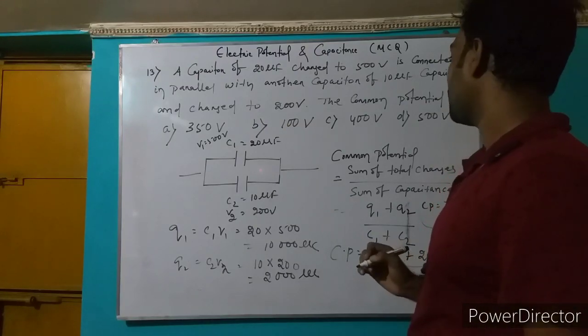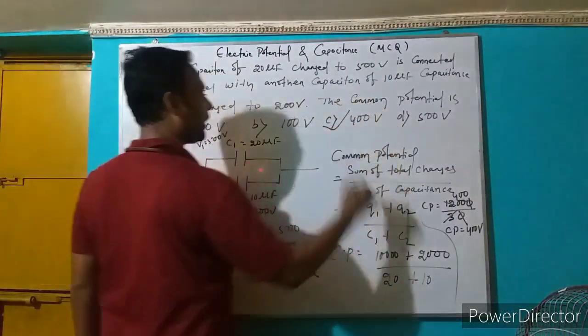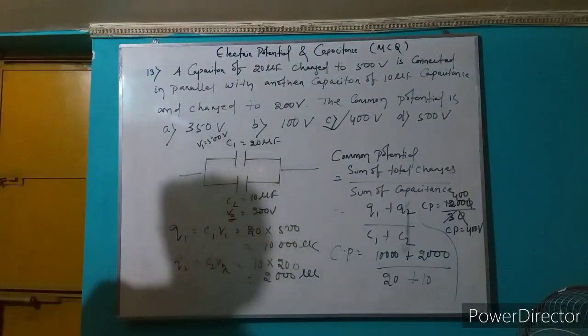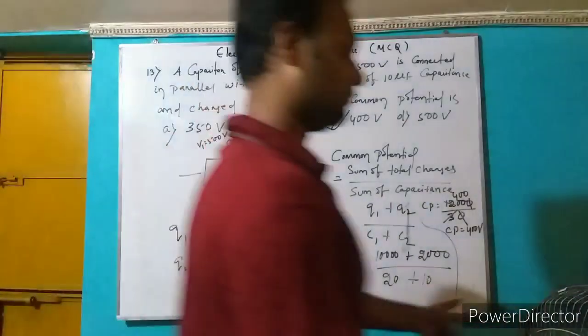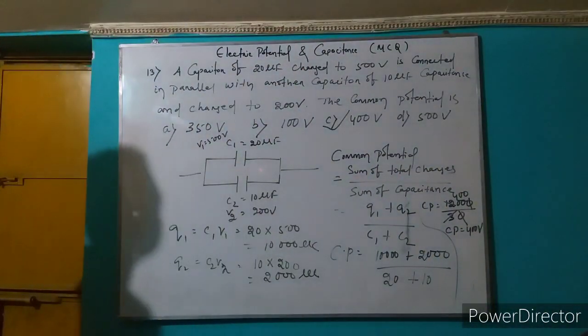So here option C is the correct answer. The common potential is given by 400 volts. Option C is correct. Okay, please note it. This is very, very important for your exam.